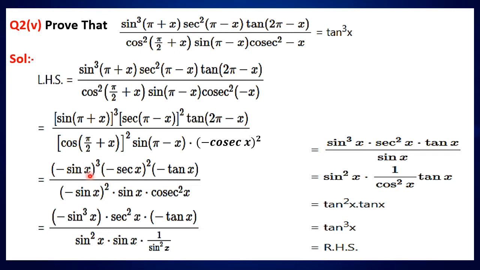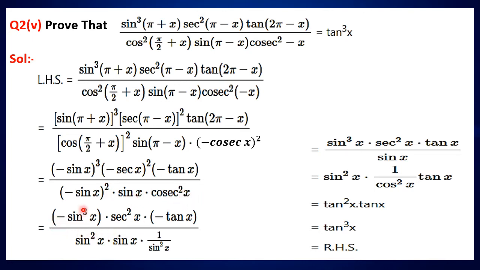Now, minus sine x. Cos(pi plus x) is in the third quadrant and it is an even multiple of 90, so the same function with the negative sign: minus sine x the whole cube. Here, minus sec x the whole square and minus tan x, and the denominator is minus sine x the whole square into sine x into cosec square x.